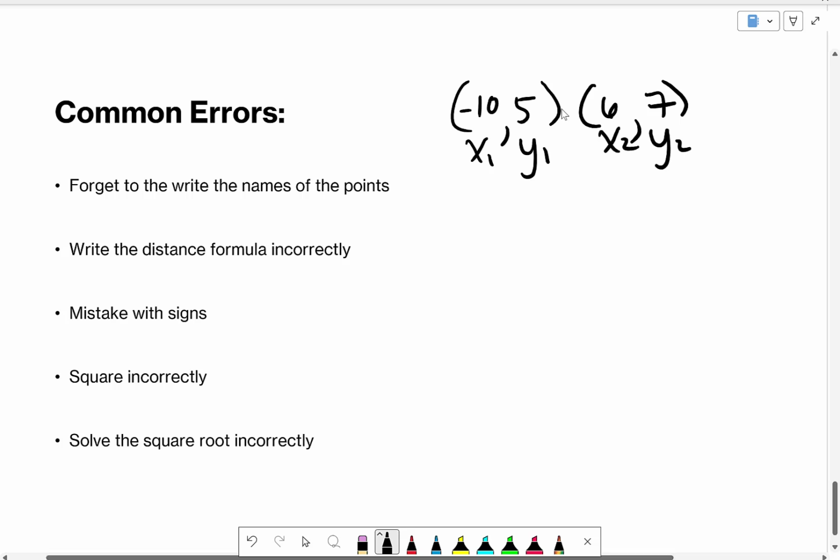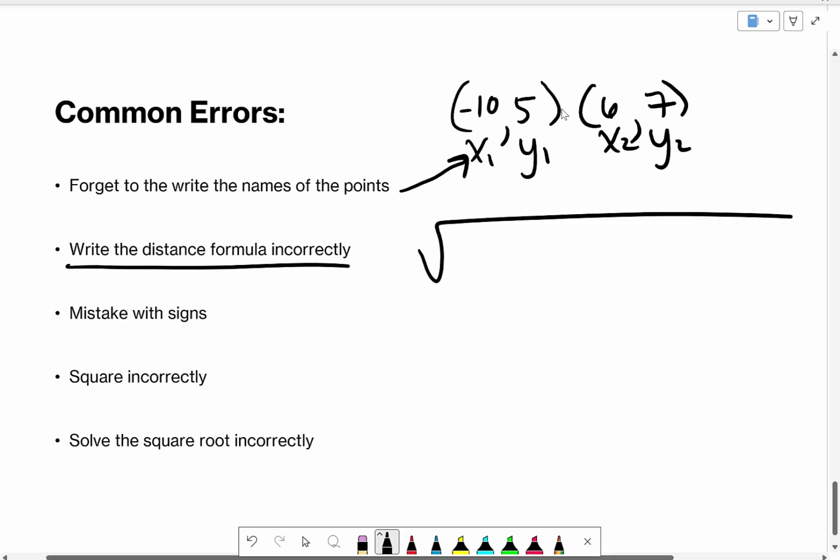So those are the names that people oftentimes forget to put, which helps you. The second common error is people write the distance formula incorrectly. Just remember that it's a square root. Inside the parentheses is minus. Outside the parentheses is squares and a plus sign.